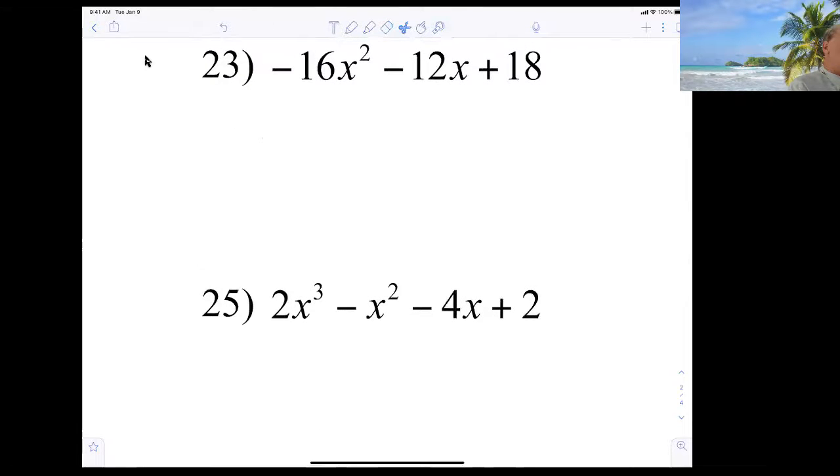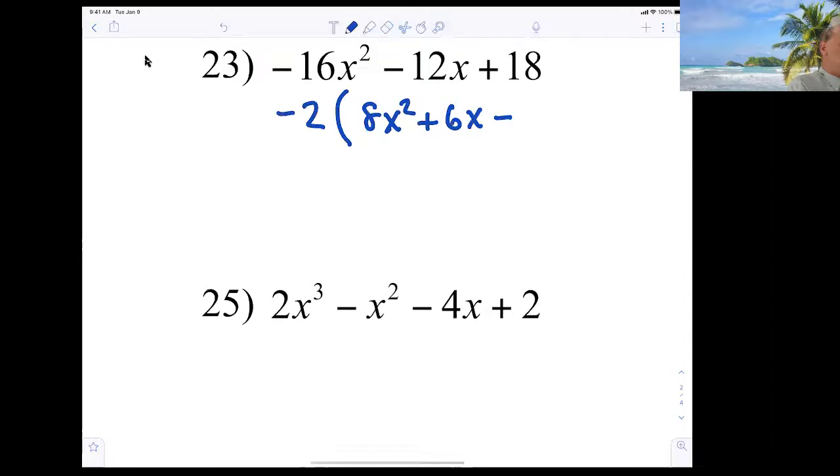Now what do I need to factor out here in 23? Negative what? No, it's negative 3. Negative 2. Yeah, which gives me what? 8x squared plus 6x, plus, no, minus 3. Yeah.